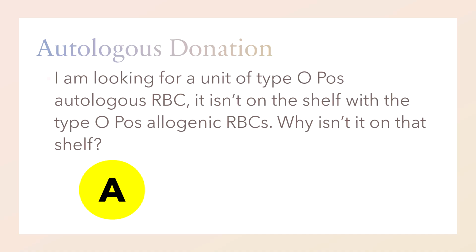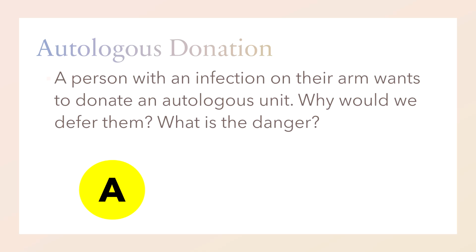I'm looking for a unit of type O positive autologous red blood cells. It isn't on the shelf with the type O allogeneic red blood cells. Why isn't it on that shelf? It must be segregated. A person with an infection on their arm wants to donate an autologous unit. Why would we defer them? What is the danger? Bacteremia, which can lead to death in the patient.